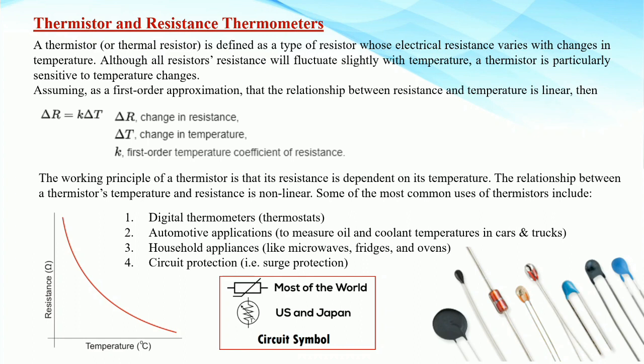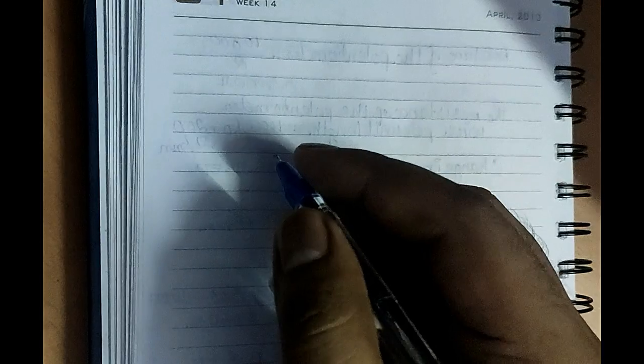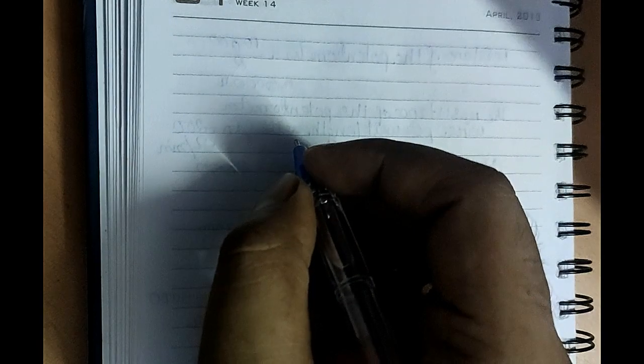Now we are going to solve a numerical problem based on the thermistor. Let's see how this problem is solved. This problem is very short and simple. First we need to write down the given data. First we have the resistance temperature coefficient.